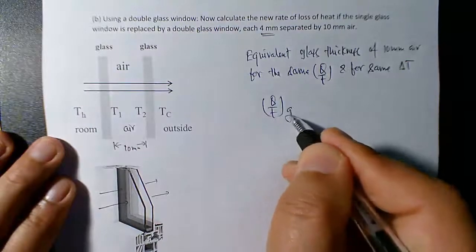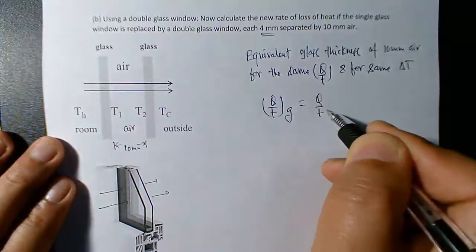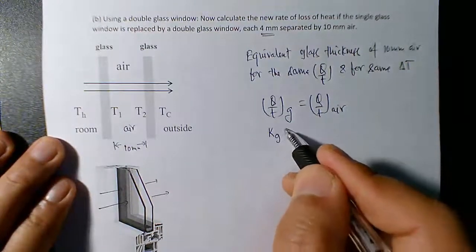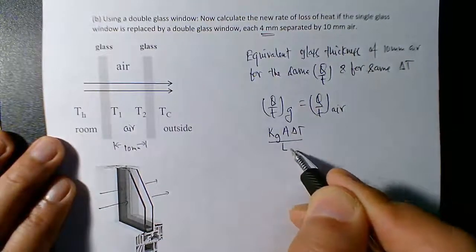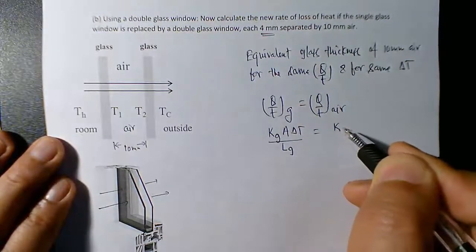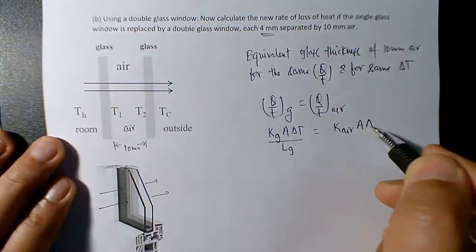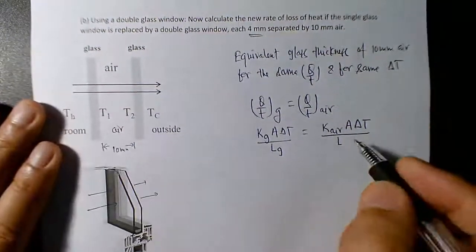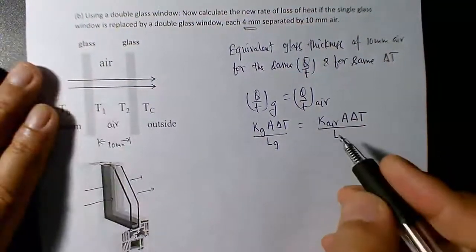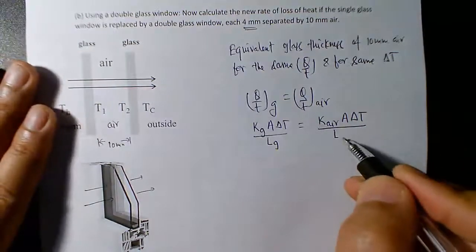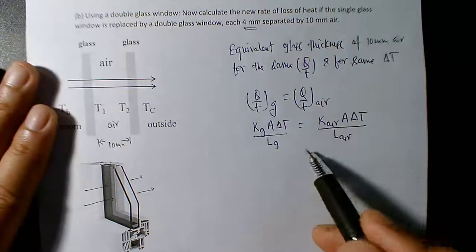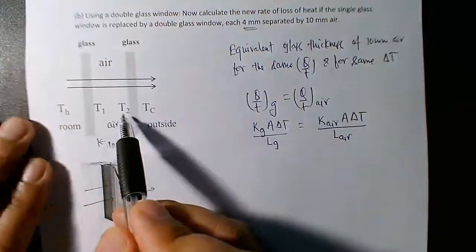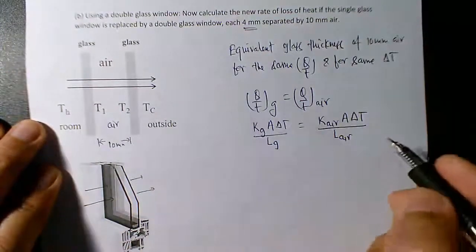Q over t for glass is equal to Q over t for air. So Q over t for glass is K of G A delta T over L of G, and this is K of air. Area of cross section will be the same, delta T will be the same, because we want to find the equivalent air thickness, converted to glass, that will conduct the same amount of heat per second. So we want to find that equivalent thickness of glass for 10 millimeter of air, and then you can replace everything by glass and then find the new rate of loss of heat.